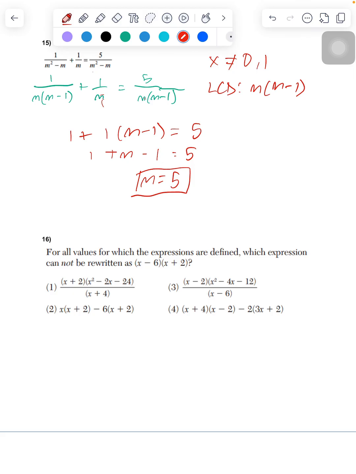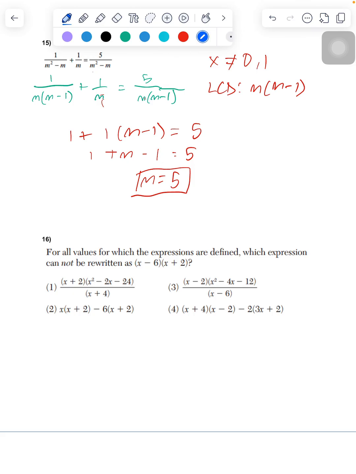All right, number 16. Number 16. For which of these values is the expression defined, or which one cannot be expressed as this? So what you could do, which I'm not going to do with you, is plug this in the calculator. You could say, wherever I see an x, so for this one, you would plug this in the calculator.